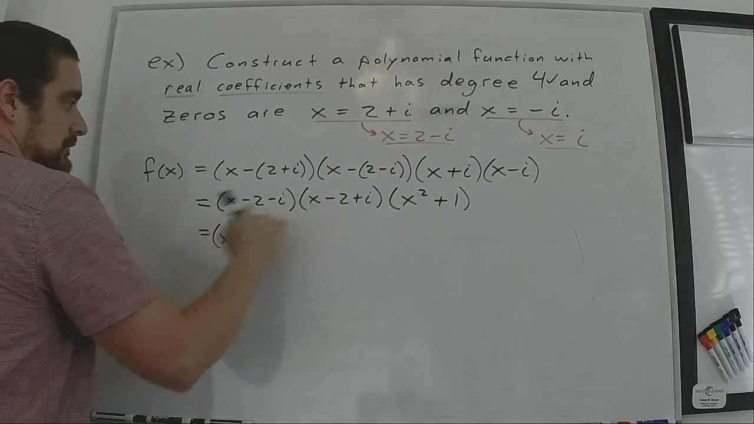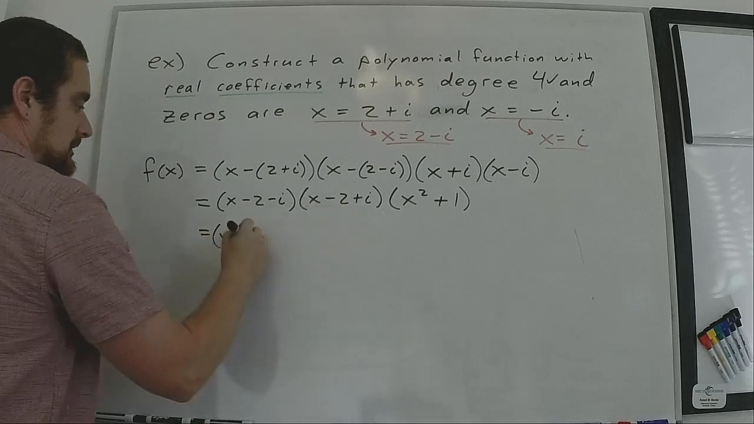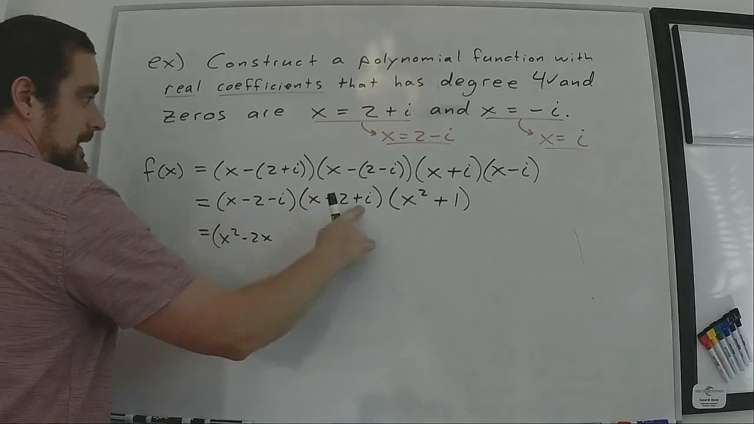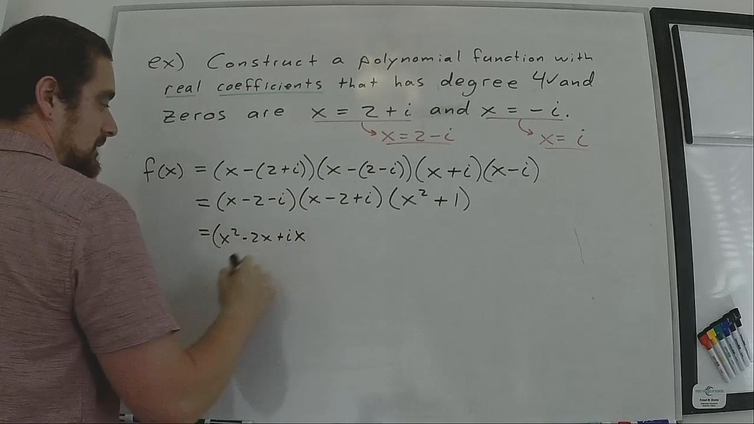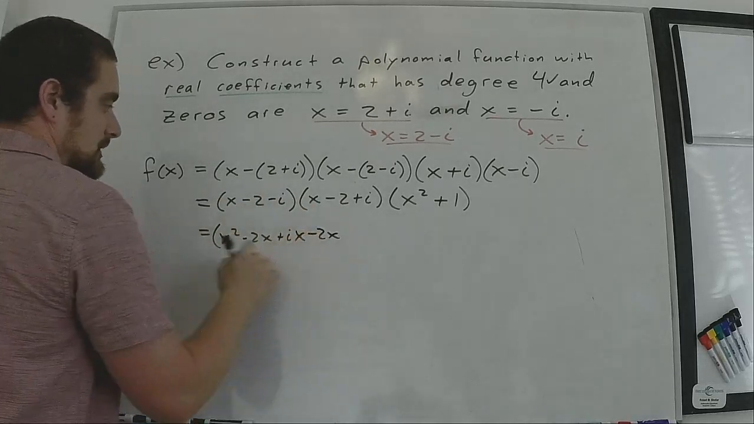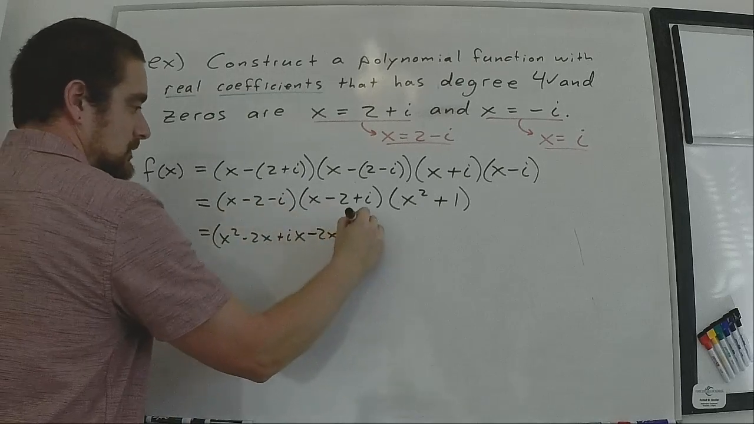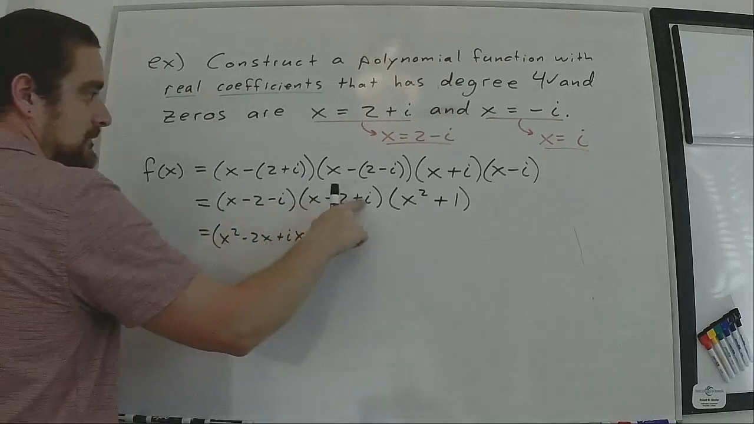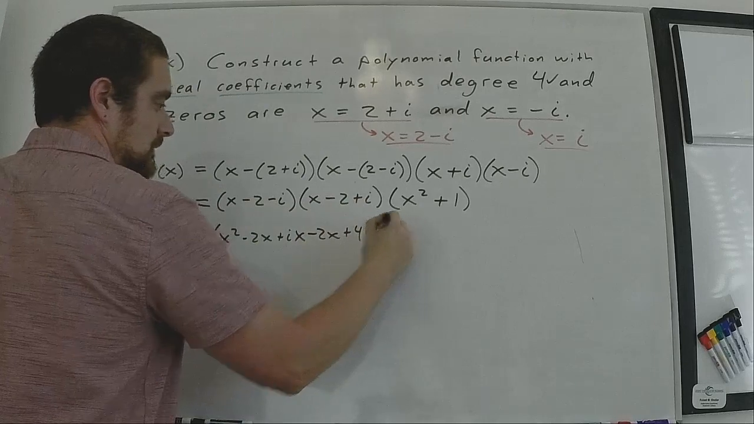x times x is x squared. x times negative 2 is negative 2x. x times i, that's a positive ix. Then I'll go for my negative 2 times x, that's negative 2x. Negative 2 times negative 2, that's plus 4. Negative 2 times positive i, that's minus 2i.